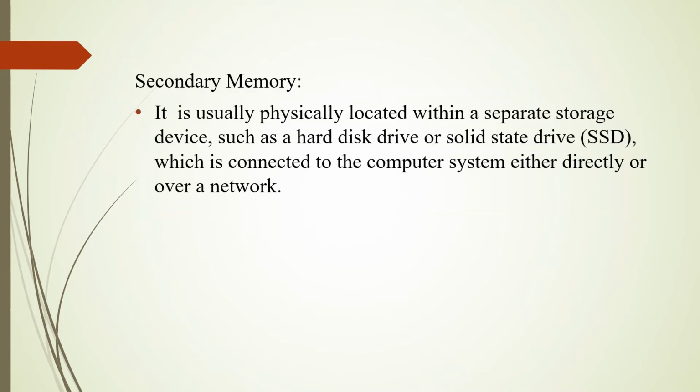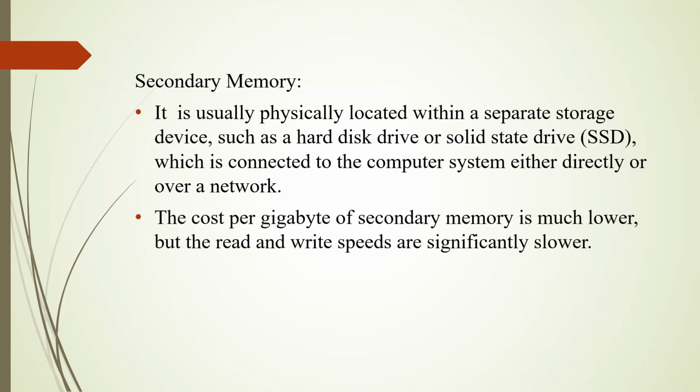Secondary memory is usually physically located within a separate storage device such as a hard disk drive or solid state drive, which is connected to the computer system either directly or over a network. The cost per gigabyte of secondary memory is much lower, but the read and write speeds are significantly slower.